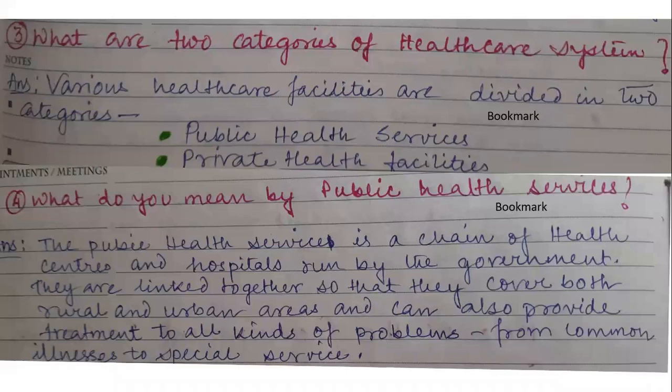Now down below, here we learn that there are two types of healthcare system. One is public health services, another is private health services. You can see in the picture below, what is the public healthcare system? The public healthcare system is a system of hospitals and health centers run by the government, and it has the ability to look after the health of a large section of its population scattered over hundreds of thousands of villages. This is the basic definition of the public healthcare system.